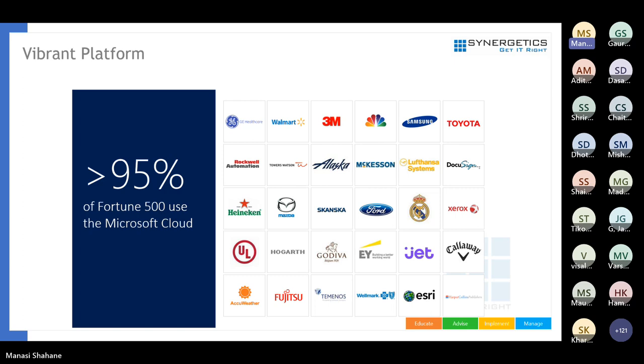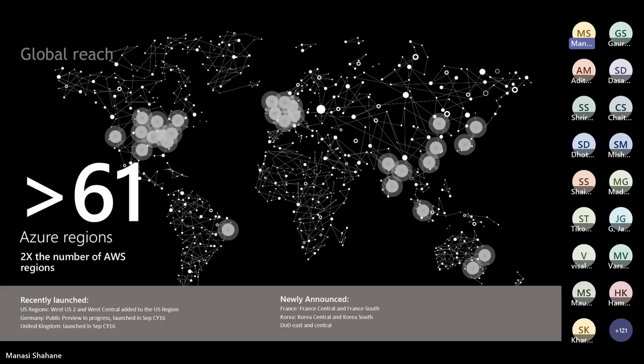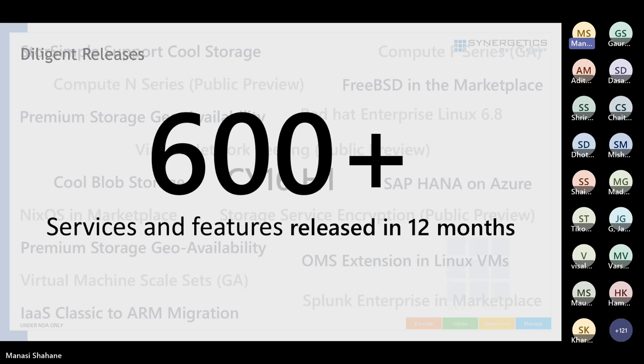Then apart from that, it has a global reach. It is present in 60 plus regions, which is double the number as compared to AWS. I think AWS does not have as much presence across the globe as Azure has. It spans across 38 regions worldwide, and it has a very high footprint as compared to Amazon. Then there are 600 plus resources or services that people upload. Like I told you all about the marketplace, there are lots of people who release their applications on Azure.